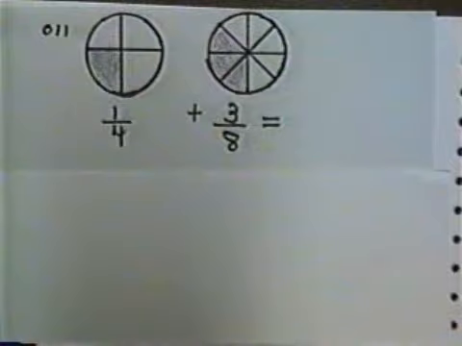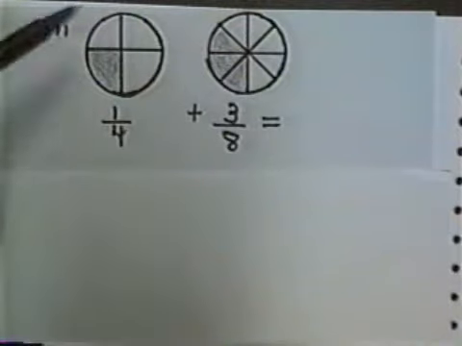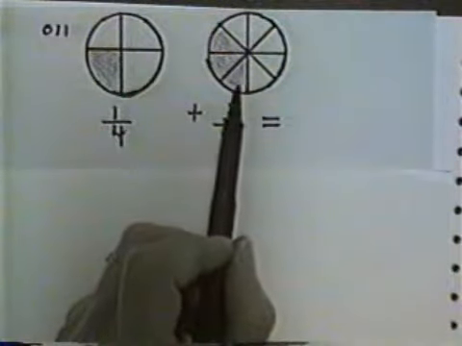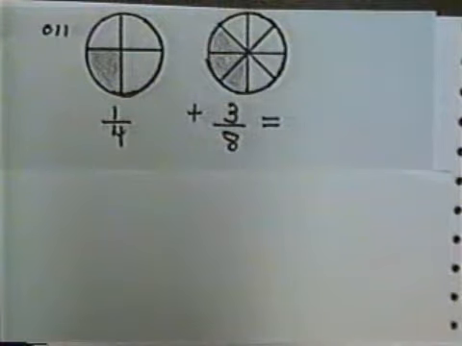Now let's look at an example to add in which our denominators are different. Suppose we want to add 1/4, so I have a picture of 1/4, and I want to add 3/8, and I have shaded in 3/8. Now I want to try to figure out a way to determine what my answer is.